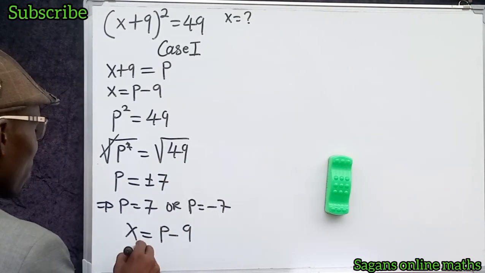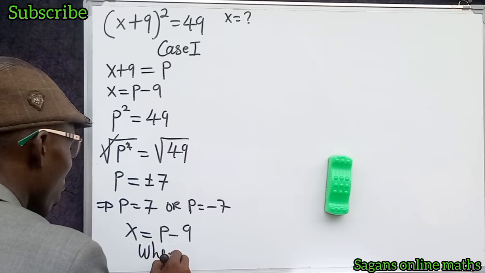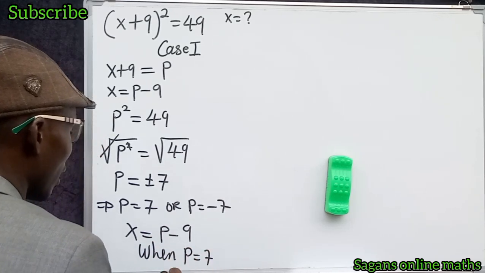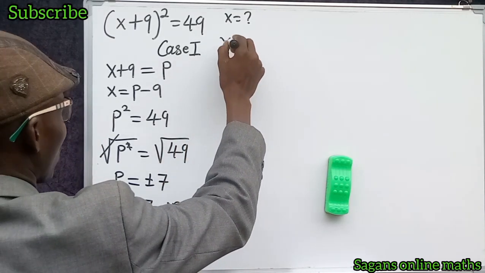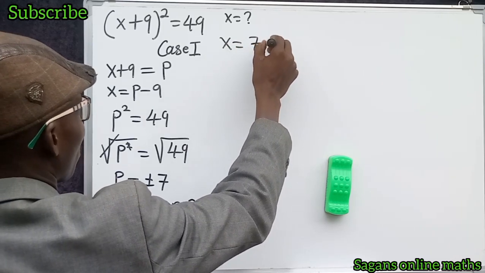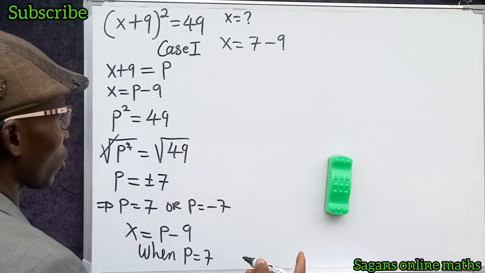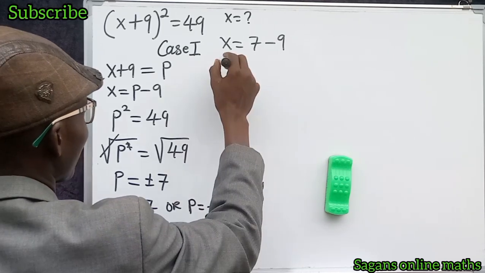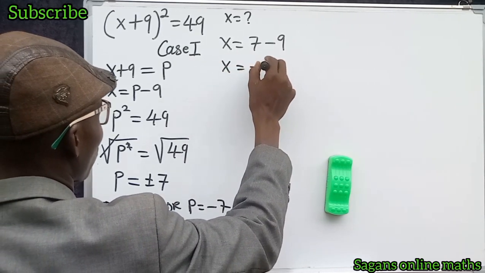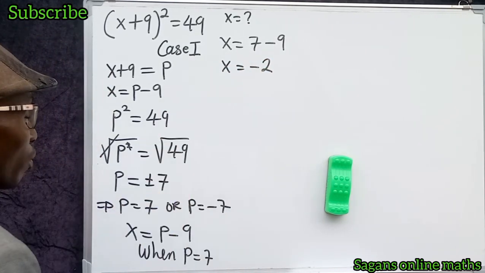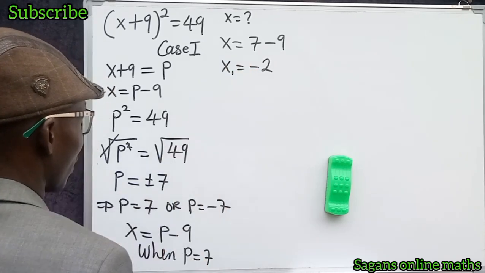Alright, so when p is equal to 7, let's find x. It means that our x is equal to 7 minus 9, and 7 minus 9 is minus 2. It means that x is equal to minus 2. This is one of the values of x.